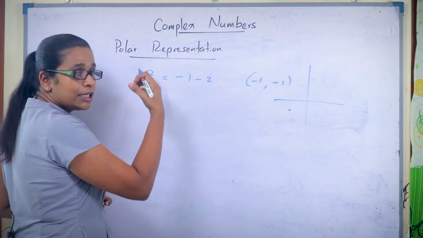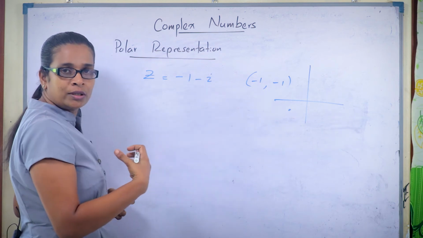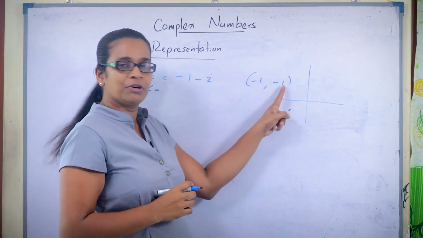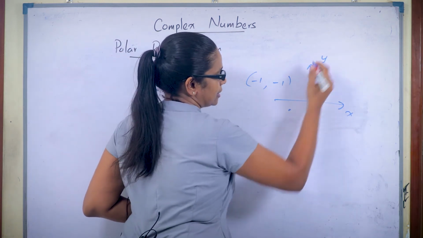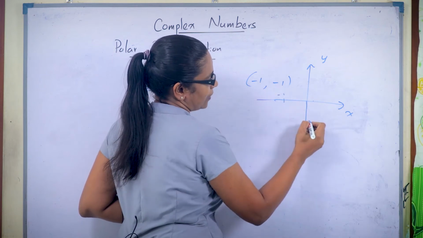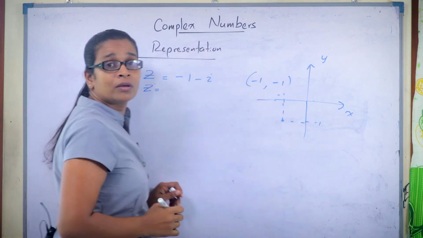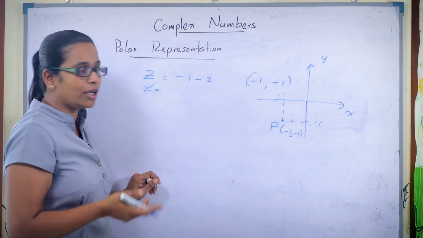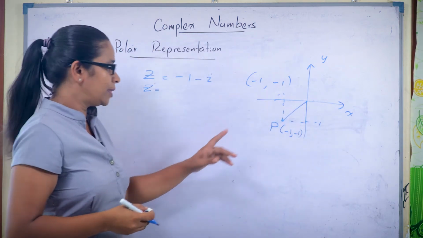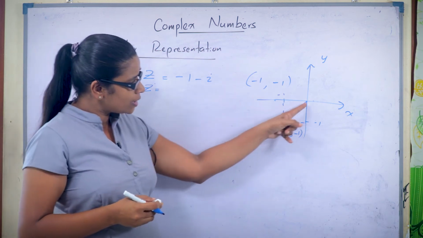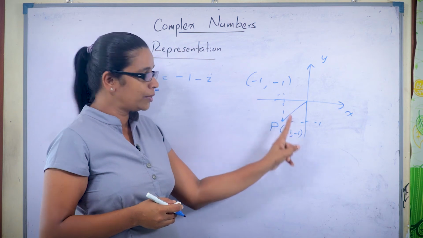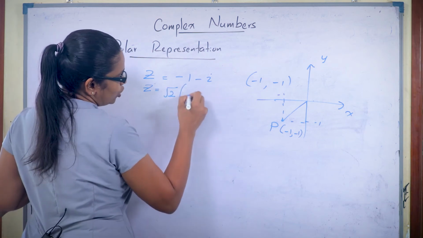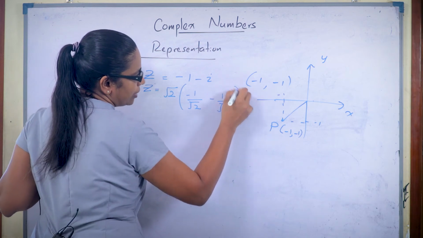Now look at this one. I need to convert this rectangular form into the polar representation. So Z equals, what is the modulus here? This one was -1, -1. Let's represent this on the plane. If P is the point representing this complex number, the coordinates should be (-1, -1). So this complex number is in the third quadrant. What about the modulus? It should be root 2, because this is 1, this is 1. So Z is root 2 into -1 over root 2, -1 over root 2 i.